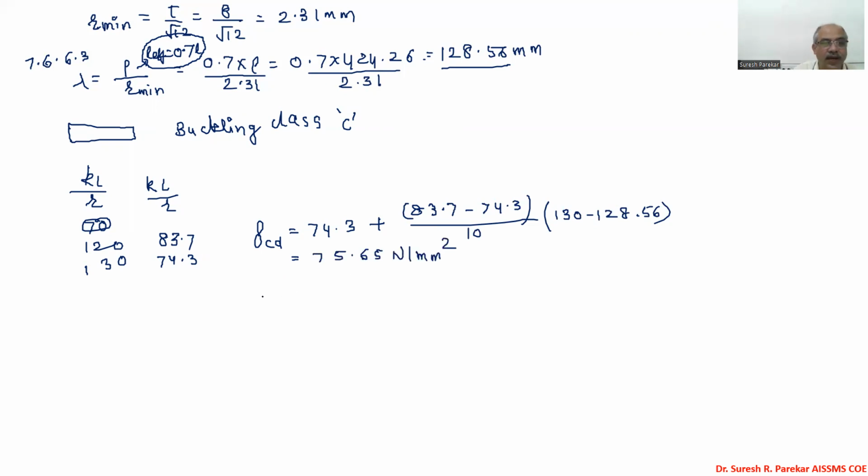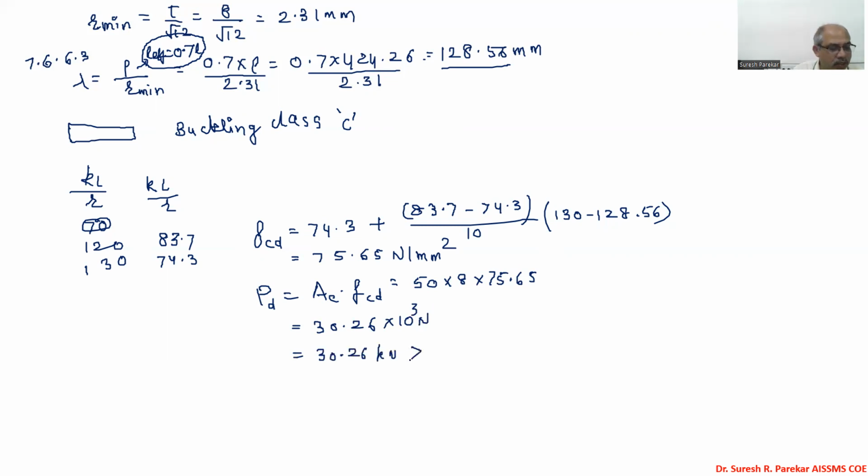And from this, I will find value of Pd, which is equal to Ae into fcd. Ae I have 50 into 8, fcd I have 75.65, which gives me value as 30.26 into 10 raised to 3 newtons, which is equal to 30.26 kilonewton, which is greater than 9.725 kilonewtons. So likewise, we have to go for double lacing.